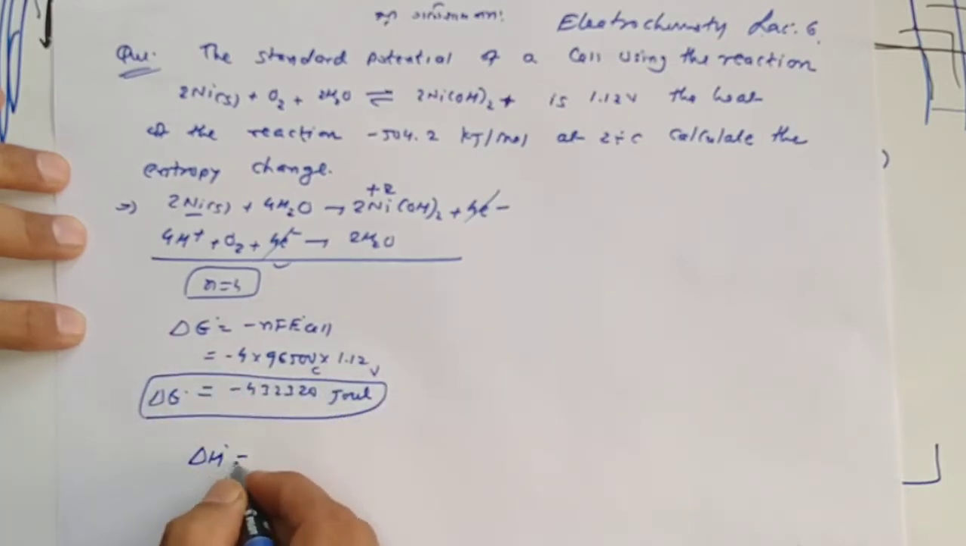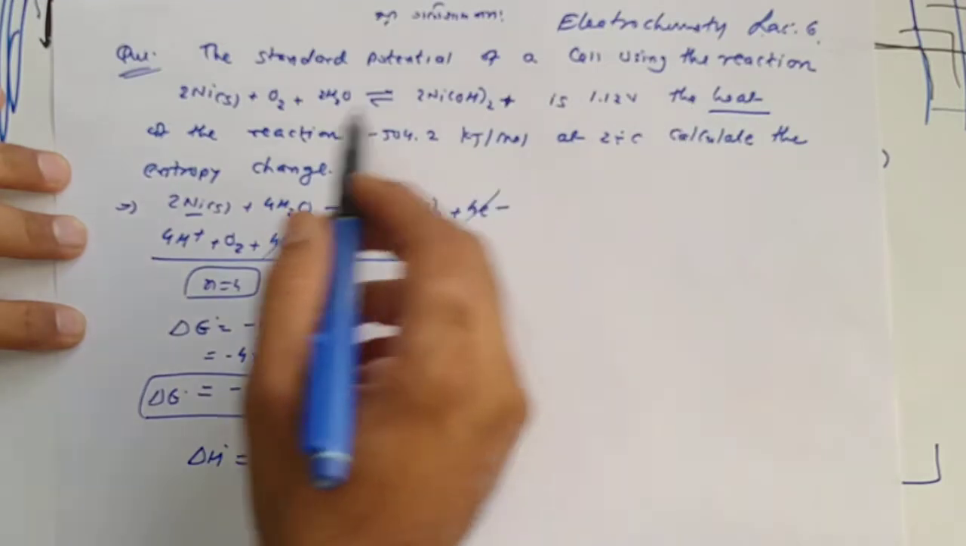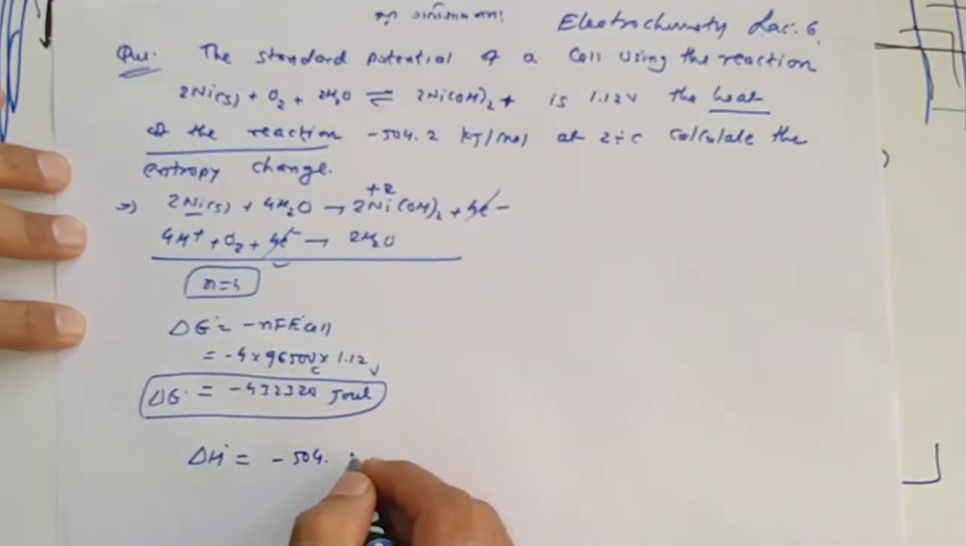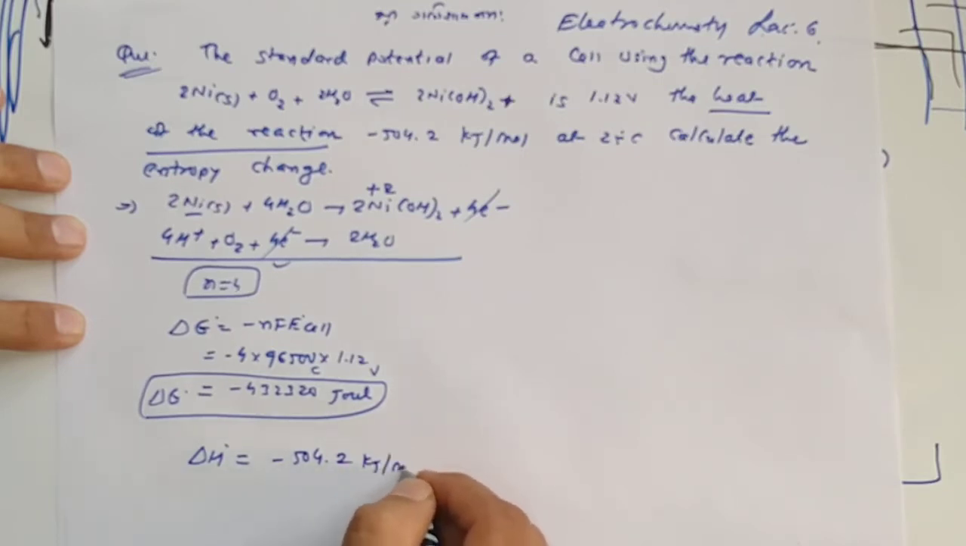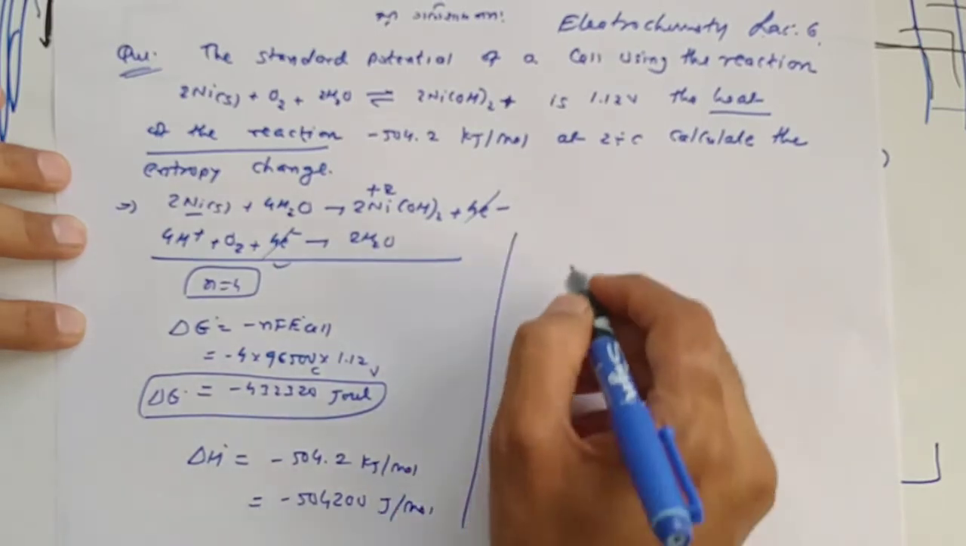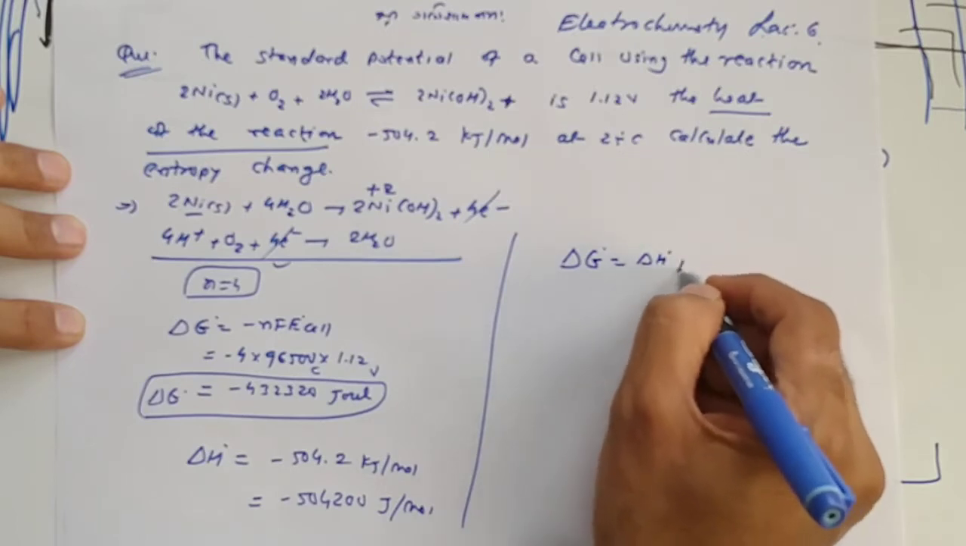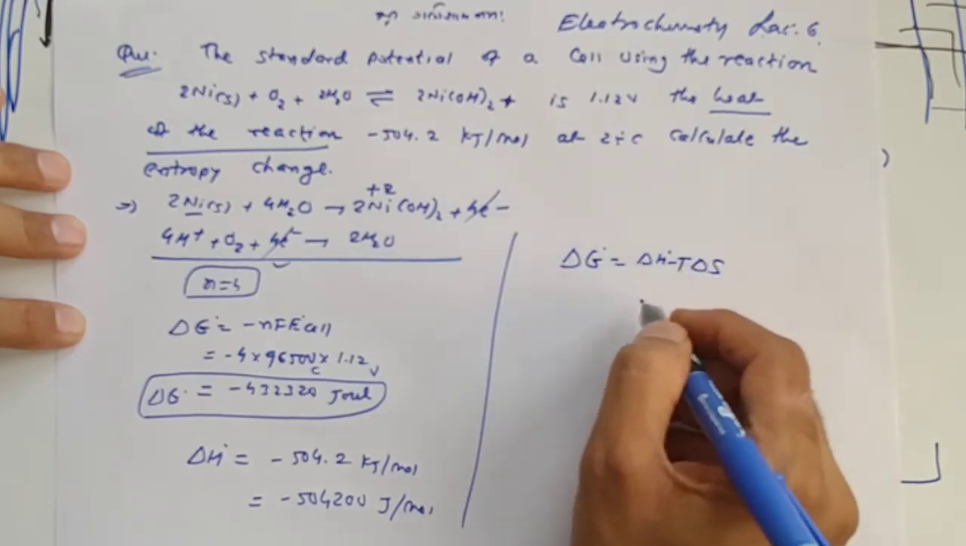Delta H is already given, the heat of the reaction, minus 504.2, but it is in kilojoule. So we have to convert into joule, so we have to multiply by 1000. So joule per mole. Now delta G is equal to delta H minus T into delta S.